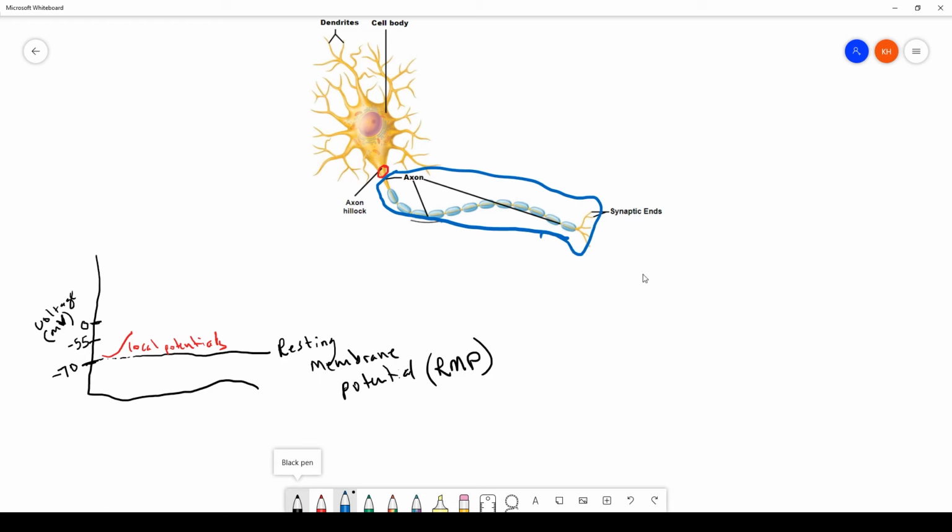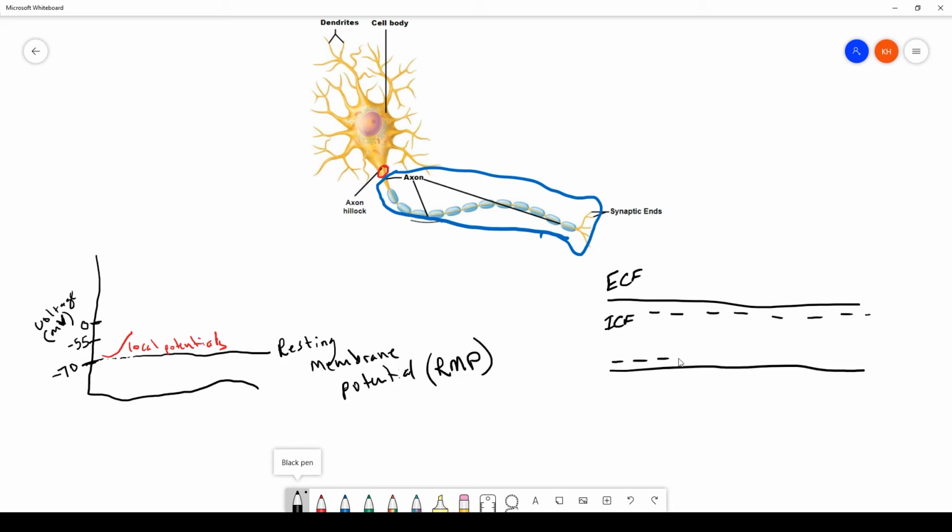So we're going to draw this out so that we can take a closer look at what the inside of the axon looks like and how it's changing through this process. I'm going to draw the axon like this, where this is extracellular fluid and this is intracellular fluid. The inside charge at resting membrane is negative all the way down. The outside charge at resting membrane potential is positive all the way down.